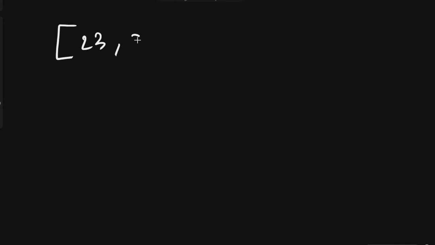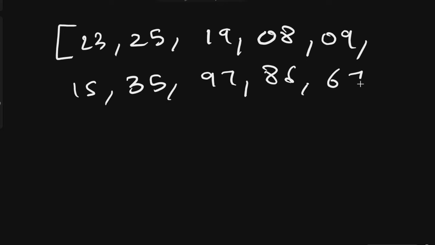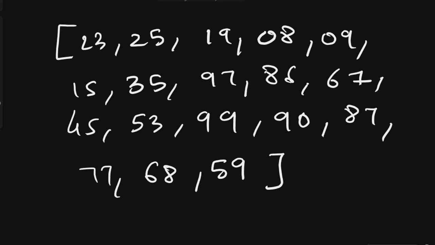Let's just say 23, 25, 19, 8, 9, 15, 35, 97, 86, 67, 45, 53, 99, 90, 87, 77, 68, 59, etc. So these are the numbers which we have. What we have to do is, let's just say I want to search for roll number 18. So what would I do? I would have to search from this list.